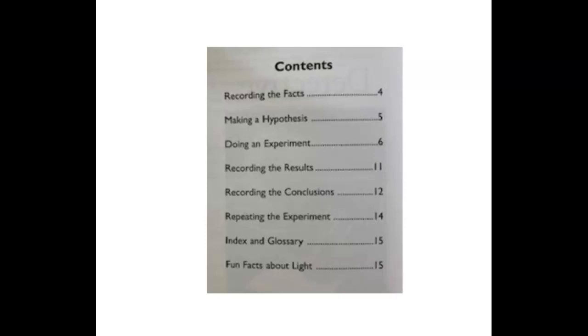The table of contents. Recording the facts. Page 4. Making a hypothesis. Page 5. Doing an experiment. Page 6. Recording the results. Page 11. Recording the conclusions. Page 12. Repeating the experiment. Page 14. Index and glossary. Page 15. Fun facts about light. Page 15.